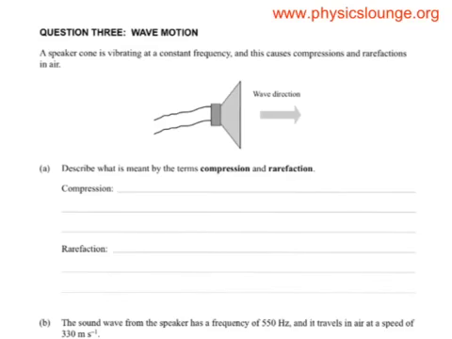Question 3 on wave motion. A speaker cone is vibrating at a constant frequency, and this causes compressions and rarefactions in air. And we've got our diagram there. Describe what is meant by the terms compression and rarefaction.